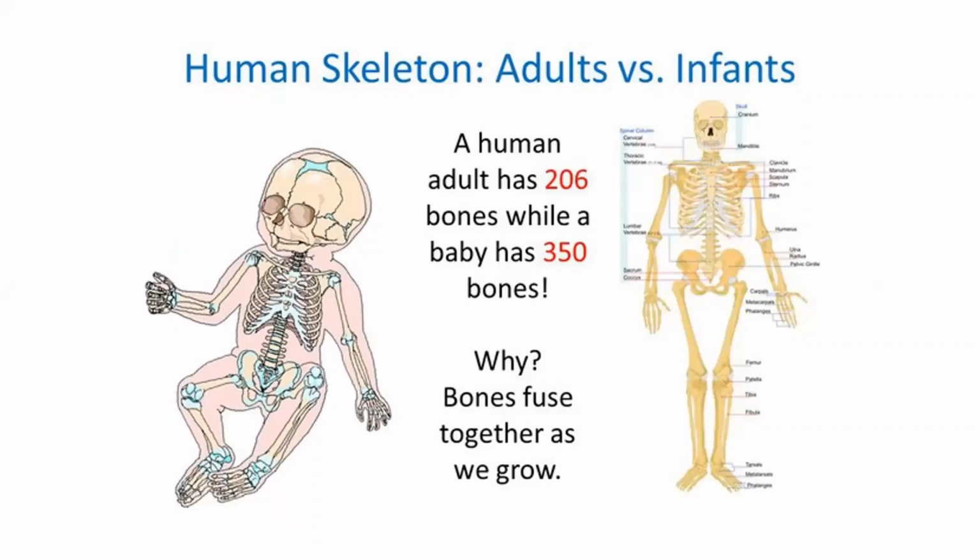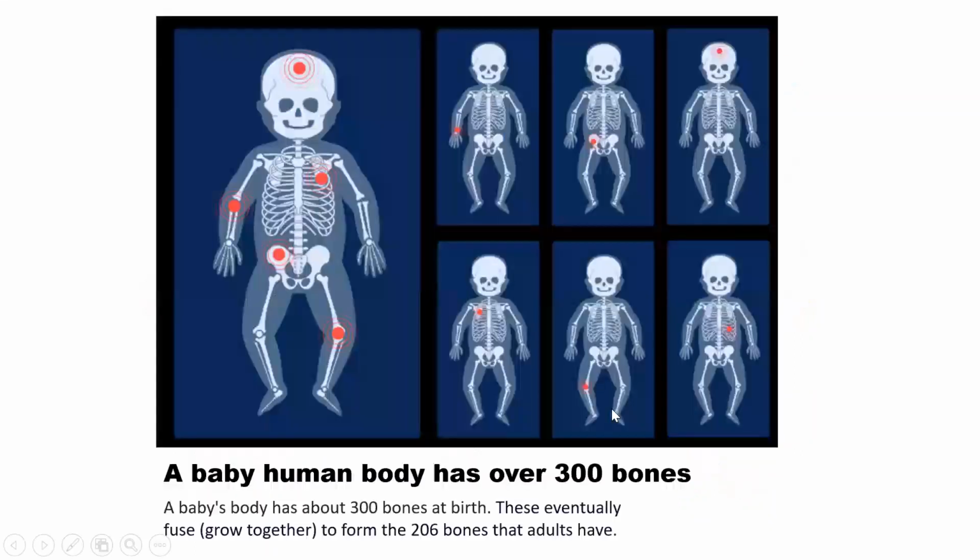What happens when a baby is born? How many bones are there? A baby has more than 300 bones at birth. So how come adults have 206 bones? These bones eventually fuse or grow together to form the 206 bones that adults have.